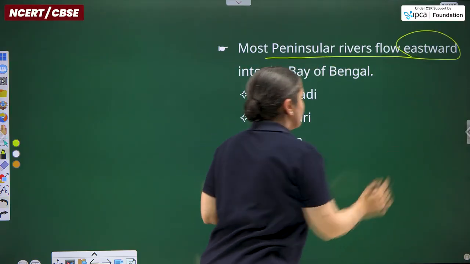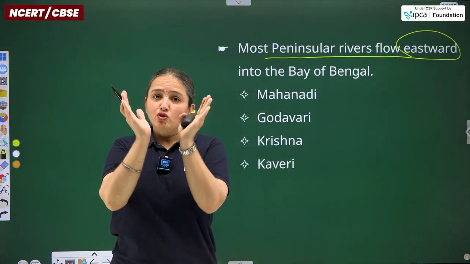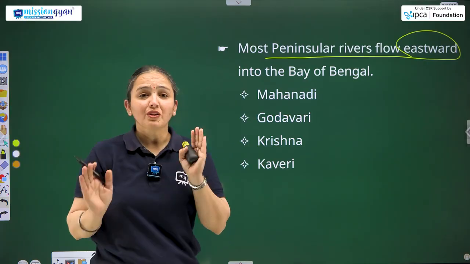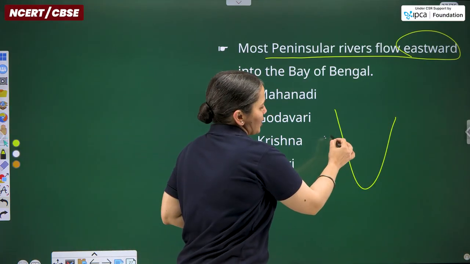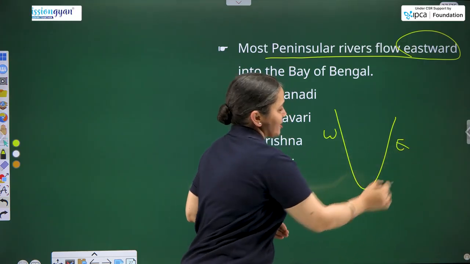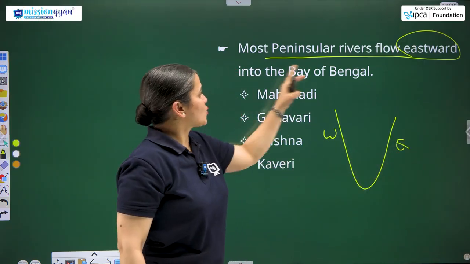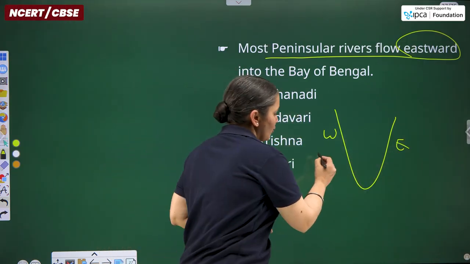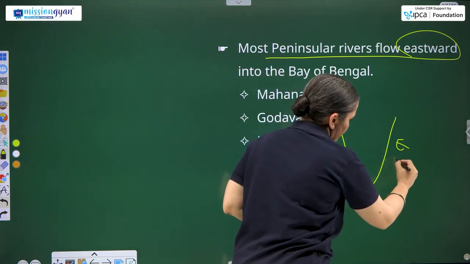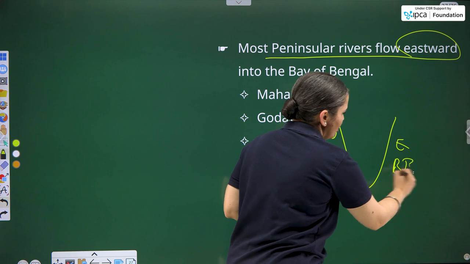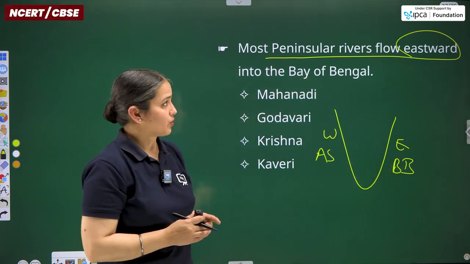Moving forward with the discussion of the topic, most prominent or most important peninsular rivers flow eastward. There is a two directional flow of the peninsular rivers, again with the help of the map: westward and eastward. Here we are talking about eastward flow into the Bay of Bengal. Here lies the Arabian Sea on the west side, and on the east side there lies the Bay of Bengal, the open water bodies. Got that?